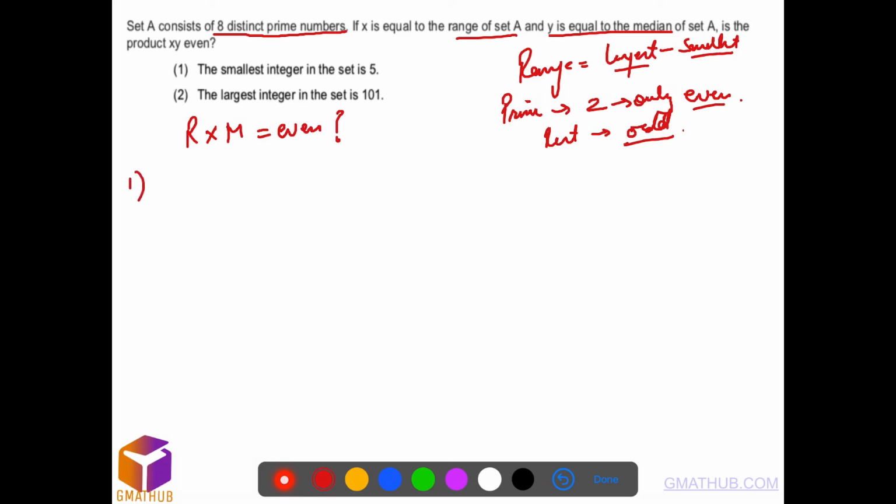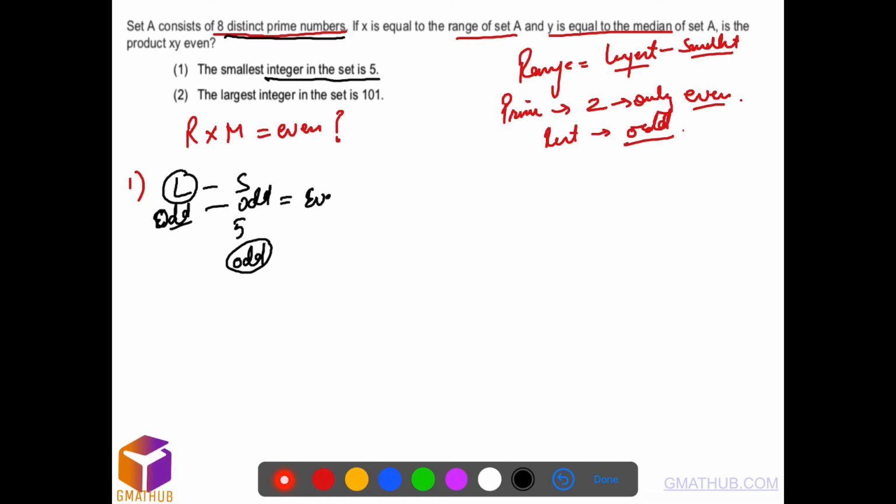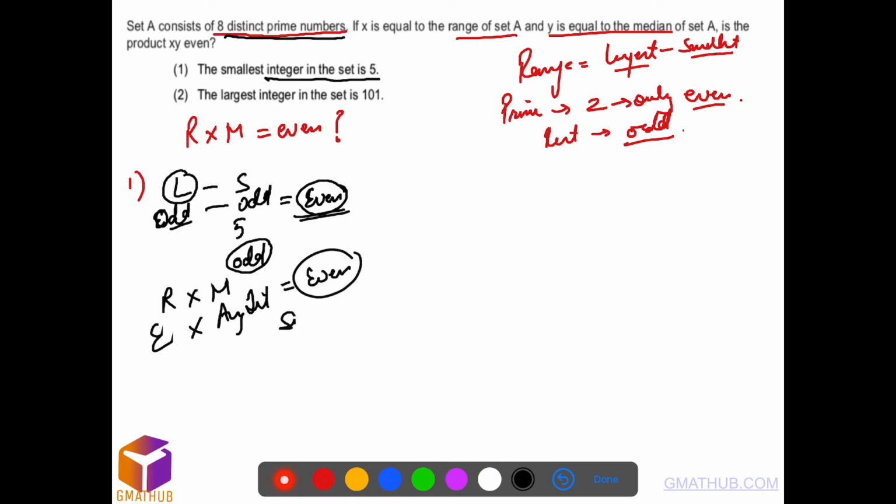First statement, smallest integer is 5. So smallest number is 5, which is odd. The range is largest minus smallest. Largest number has to be odd only, because all are distinct prime numbers. So largest number cannot be 2. And smallest, it says, is also odd. So odd minus odd is even. So range into median, range is even. Even into any integer will be even. So this is sufficient.